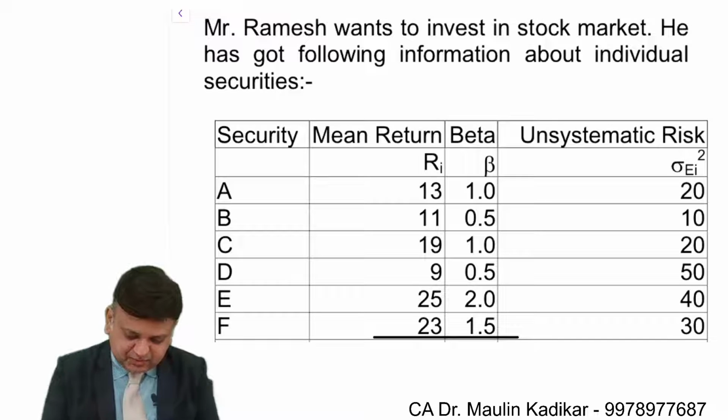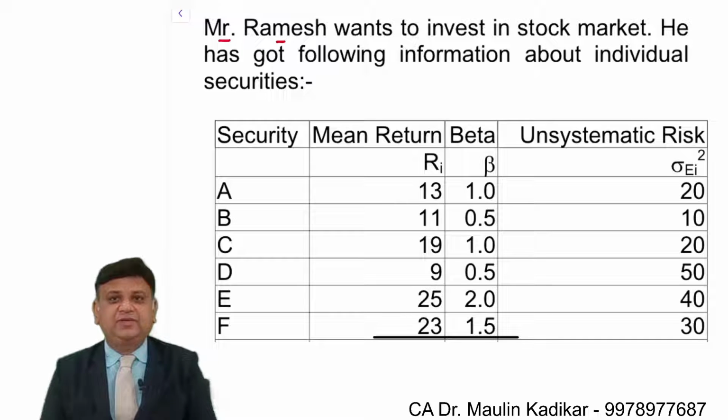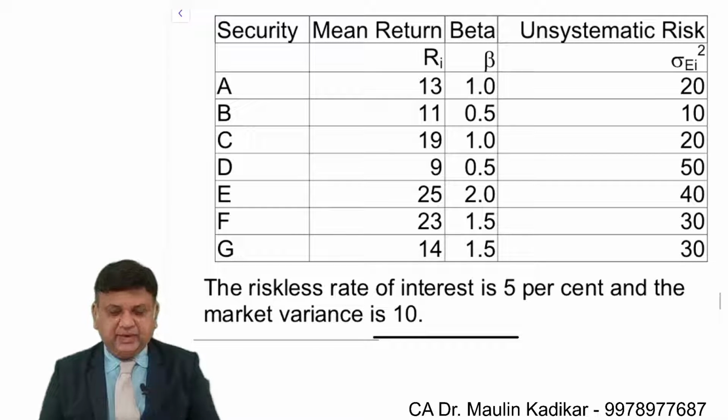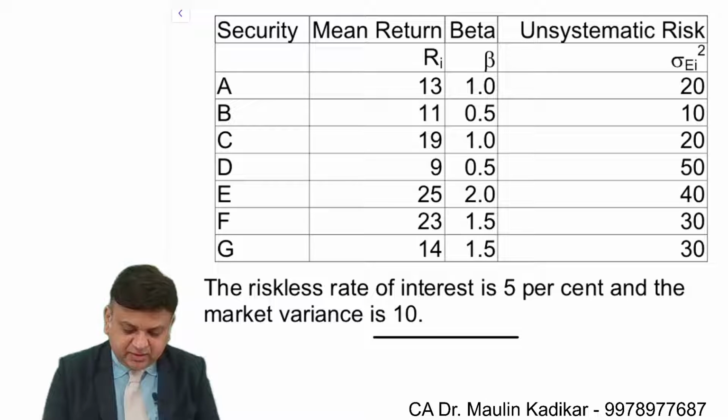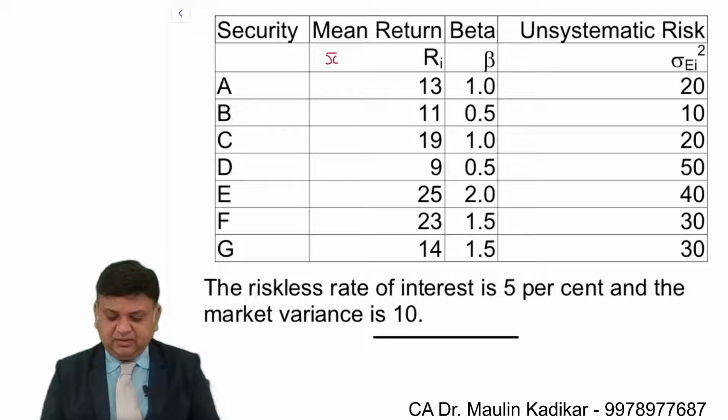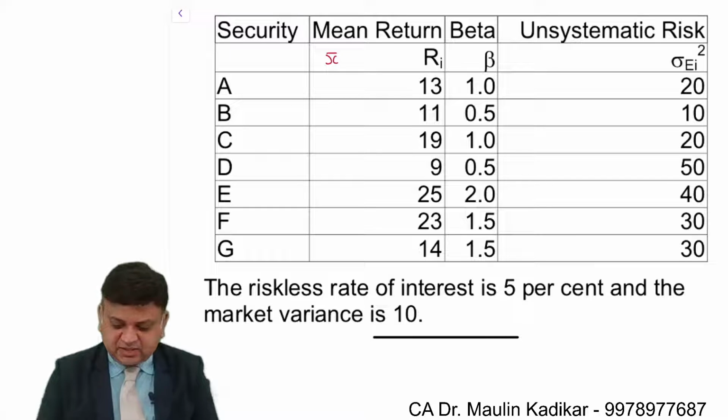Let us see our next question. Mr. Ramesh wants to invest in stock market. He has got the following information about individual securities. We have been provided with information about 7 securities. Mean return, that is X bar, is given to us. Beta information is given, and unsystematic risk is provided to us in variance terms.